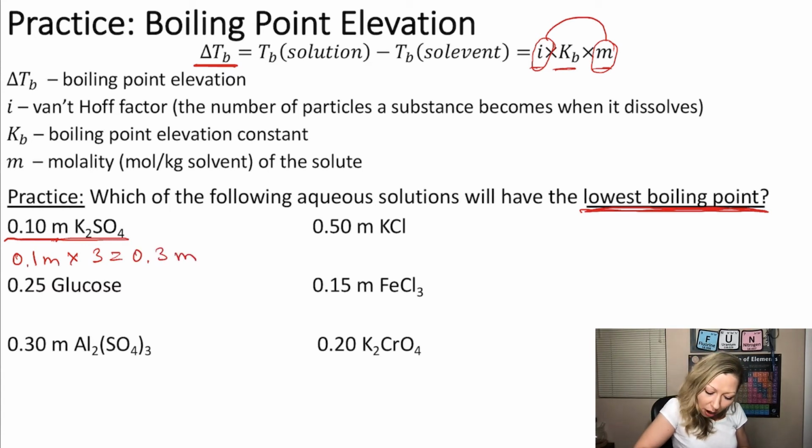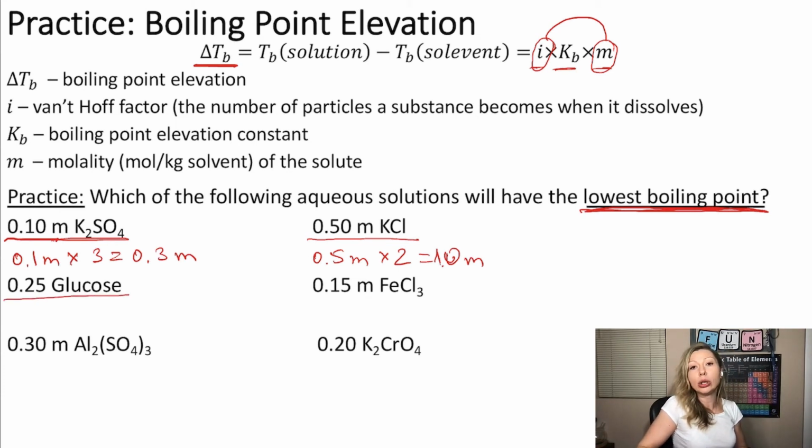Okay, let's move on to 0.5 molal potassium chloride. So 0.5 multiplied by 2, right? Because we are going to have two particles, K+ and Cl-. So that is 1.0 m for the KCl. How about the 0.25 molal glucose solution? We're going to have only one particle, right? So 0.25 multiplied by 1 is going to give us 0.25 m.